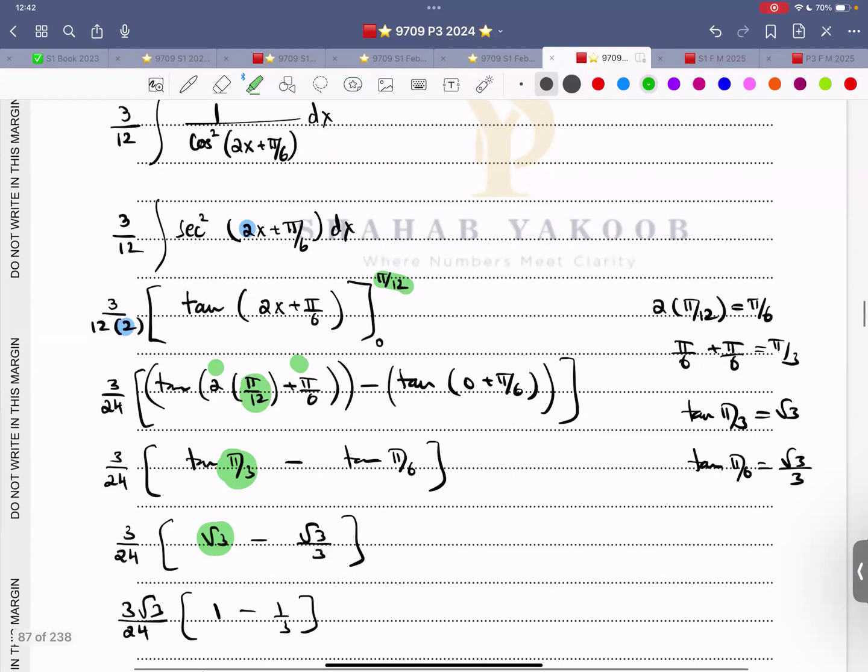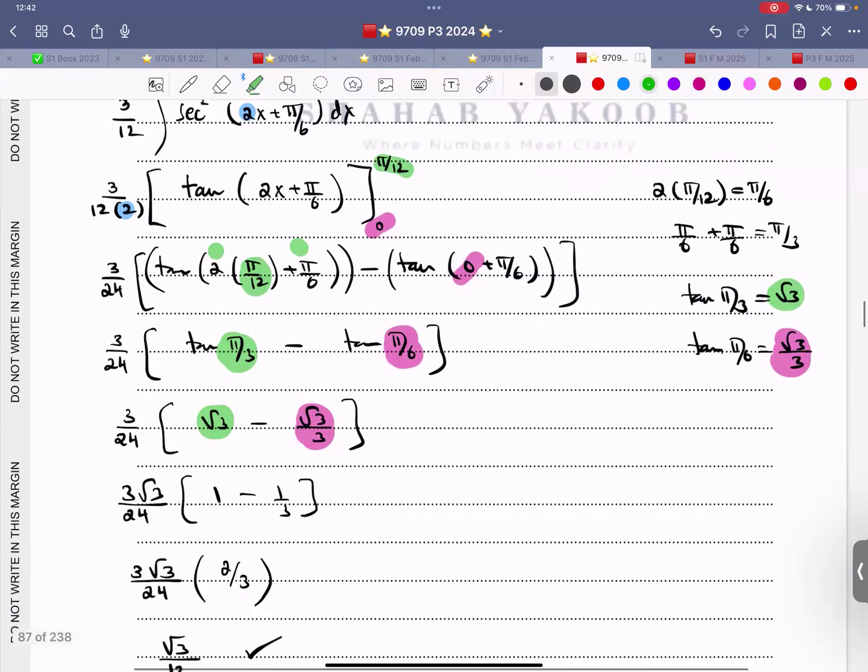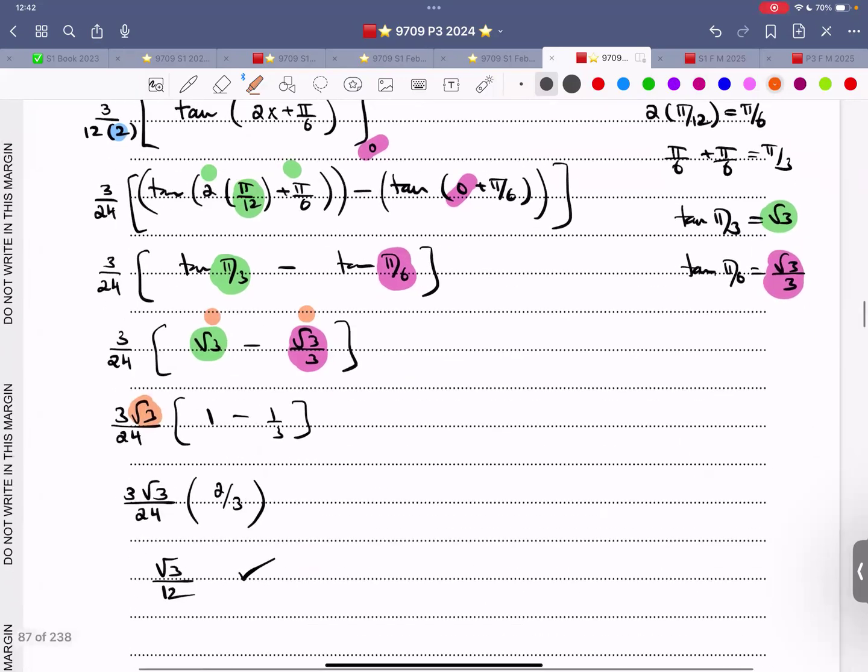And when I plug in 0 over here, that becomes tangent of pi by 6. Tangent of pi by 6 is root 3 over 3. And this thing was this green one. All good? And I took this root 3 common out over here. And I'm just doing all the division at the very end. 1 minus 1/3 is 2/3. That's 2 and that's 3. And then now we cancel it out. And this is the final answer.